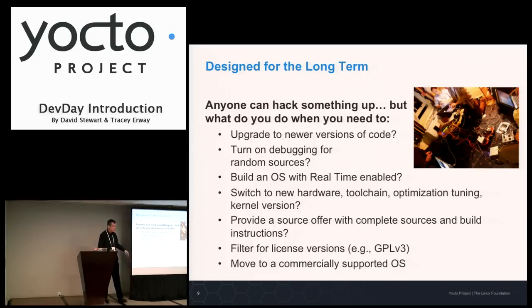And then, if you want to move to a commercially supported OS, a lot of us might be in the situation where we can create a proof of concept, and then we need to get commercial support for this thing. If I base it on Fedora, I'm not sure Red Hat's going to give you the time of day for supporting an embedded device. If you base it on Android, getting commercial support might be tough. The great thing about the Yocto project is we have commercial support from Wind River, Mentor Graphics, Montavista, Enea, and a larger ecosystem. So you can get commercial support for what you're doing.